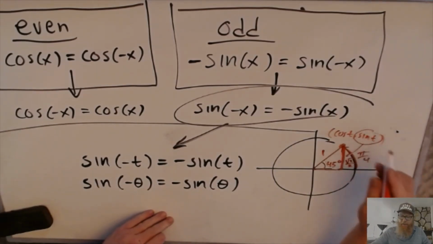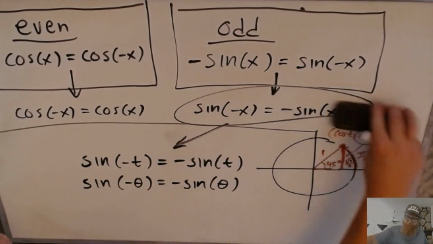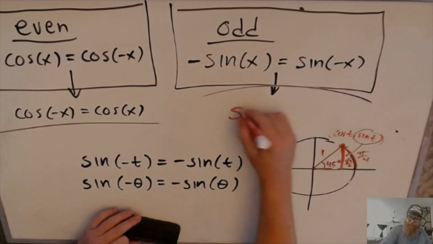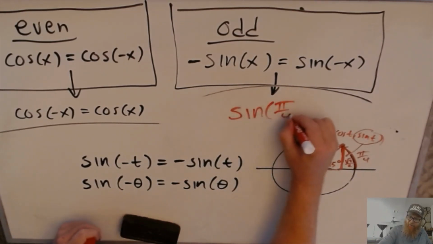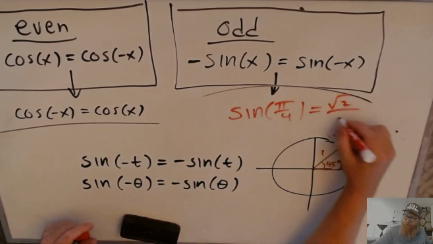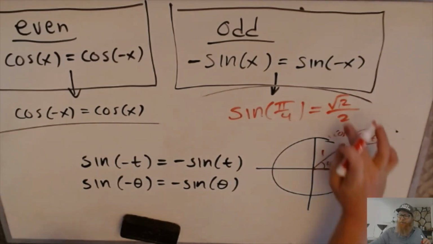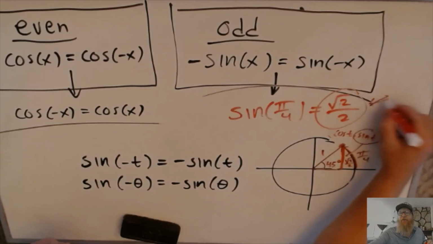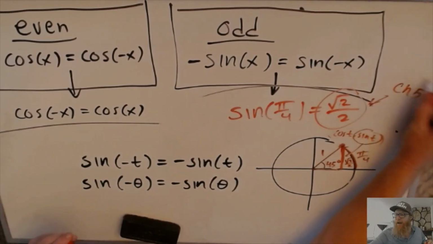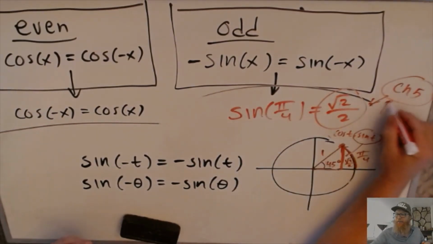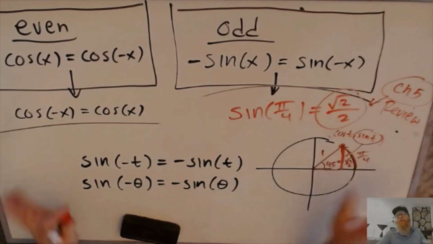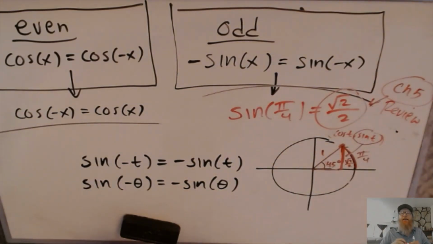Where should I write that? How about up here? Sine of pi over 4 is radical 2 over 2. If you don't remember that, you're going to have to review chapter 5. And I'll keep bringing these things back as they become necessary.